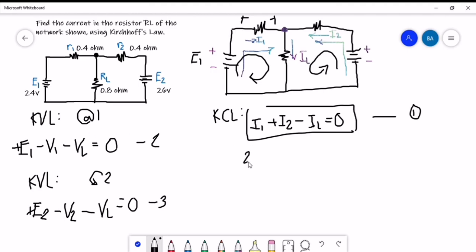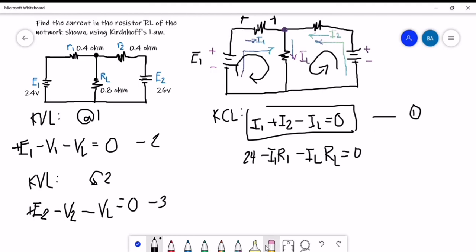This is 24 volts minus V sub 1, the voltage drop across our R sub 1. We know that the formula to find the voltage is equal to current times resistance. So this is current sub 1 times resistance sub 1. Take note that the current here is the same as there. Then this is also the I sub L, the current that flows in the R sub L, times the R sub L, equals 0. Now this is already our equation number 2.